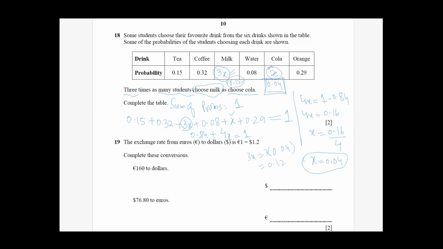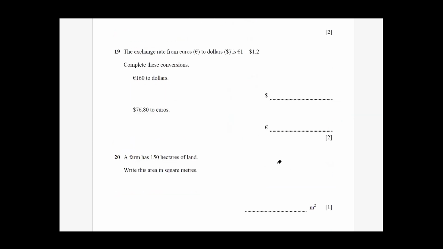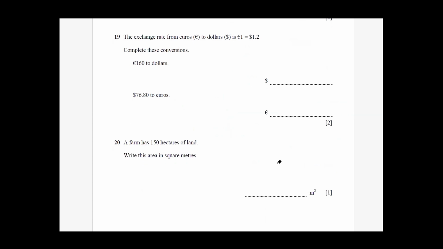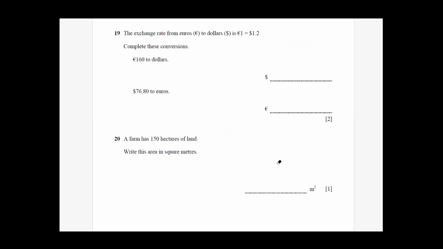Okay, then it's question number 19. This is for the exchange rate topic. Exchange rate from euros to dollar is euro 1 is equal to $1.2. Complete these conversions. 160 euros to dollars would be how much?